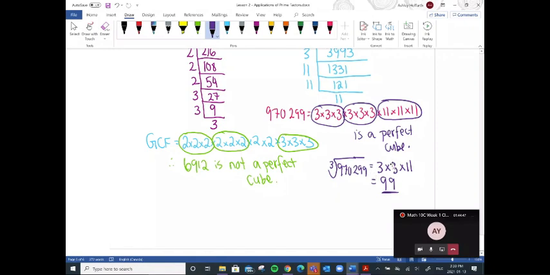And you can double check that with your calculator. So you can type in the cube root of 970,299 equals, and you should get 99.